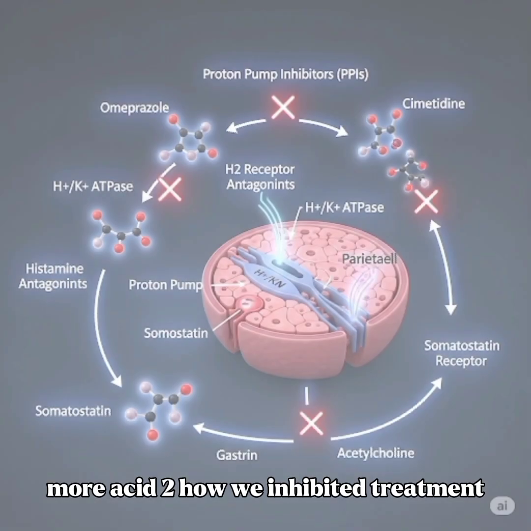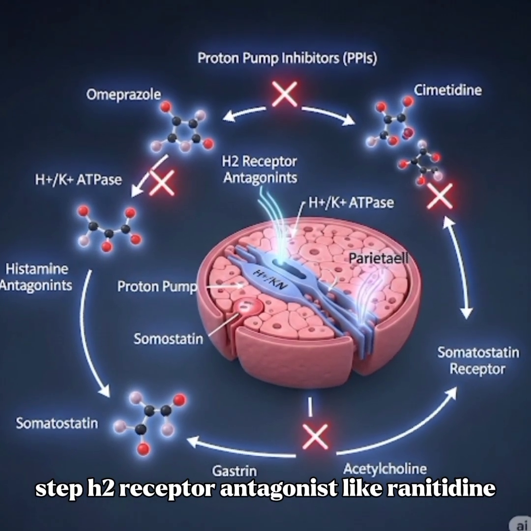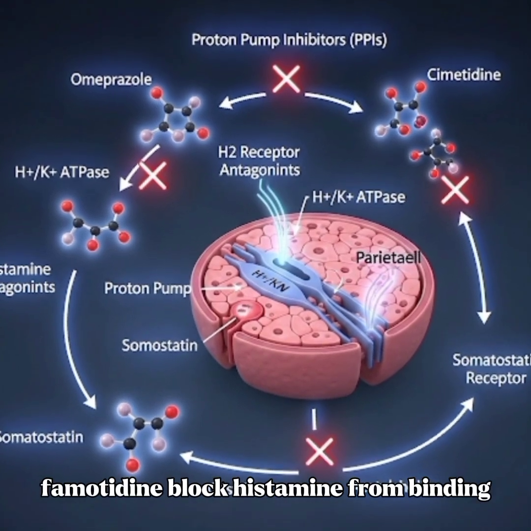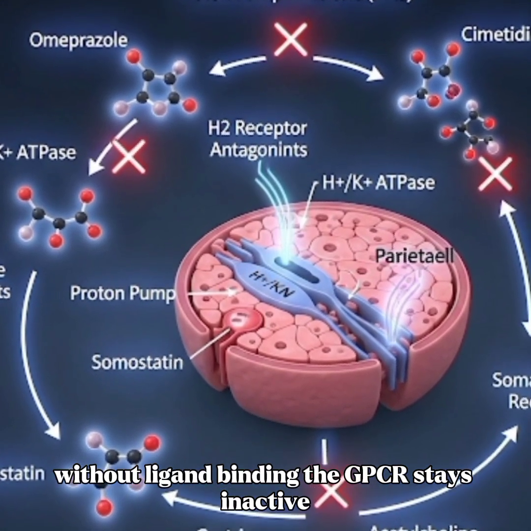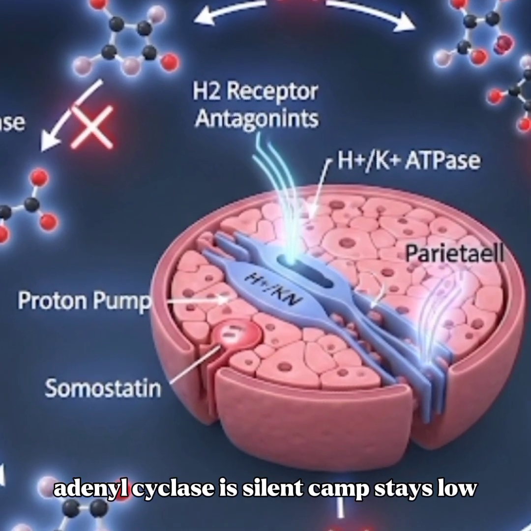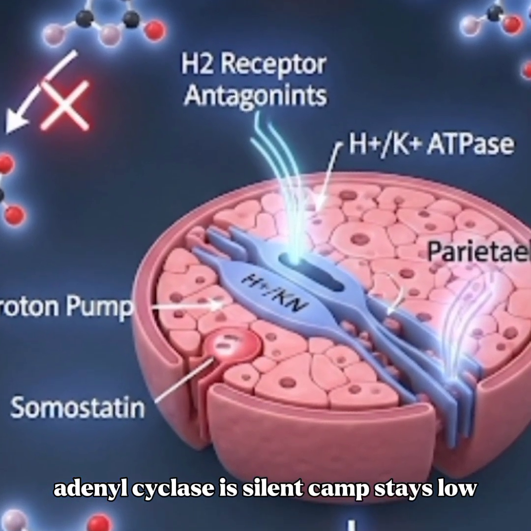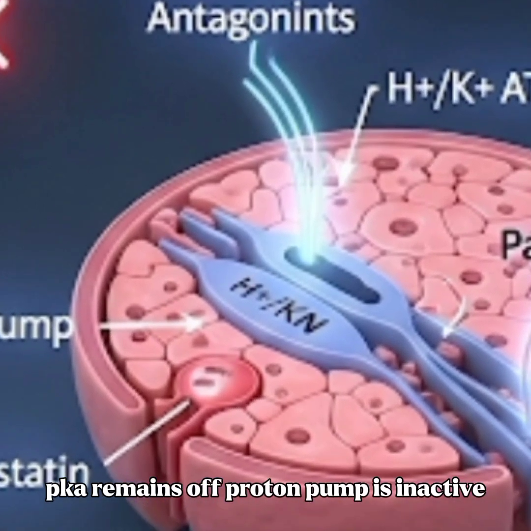2. How we inhibit it, treatment step. H2 receptor antagonists, like ranitidine, famotidine, block histamine from binding. Without ligand binding, the GPCR stays inactive. Gs protein is not activated. Adenylyl cyclase is silent. cAMP stays low. PKA remains off. Proton pump is inactive.